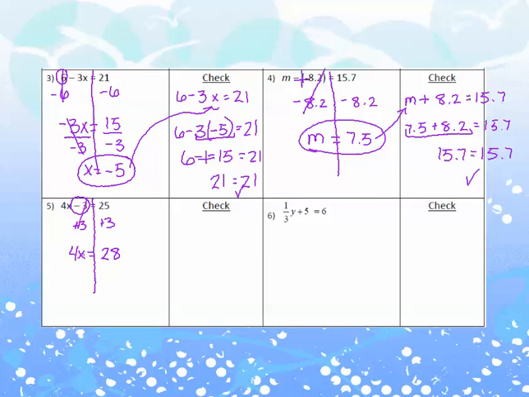Then I have a 4 squished with the x. Squished means multiply, so I need to divide by 4 on both sides, and I'm left with x equals 7. Remember, because these are opposites, that's why it's canceled. Let's do our check steps.